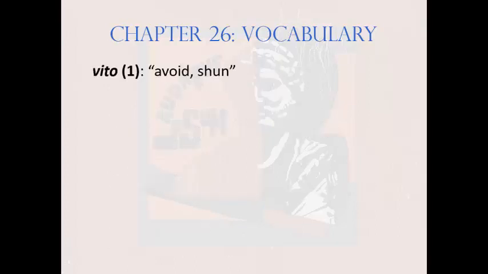The next word is a verb that's simple to form but has a tricky meaning. Veto, first conjugation, meaning shun or avoid. The verb veto, avoid, looks a lot like the noun vita, life, but these two words are unrelated in their sense or etymology. Do not confuse them. In other words, don't avoid life.